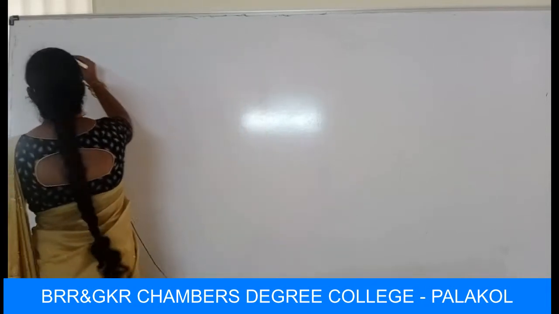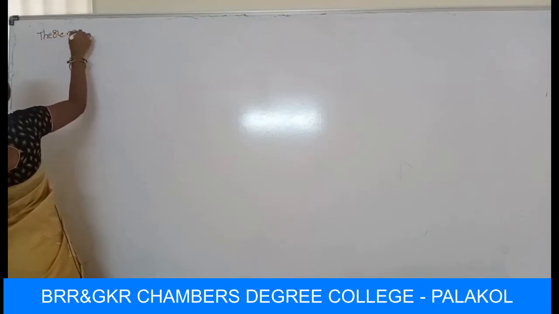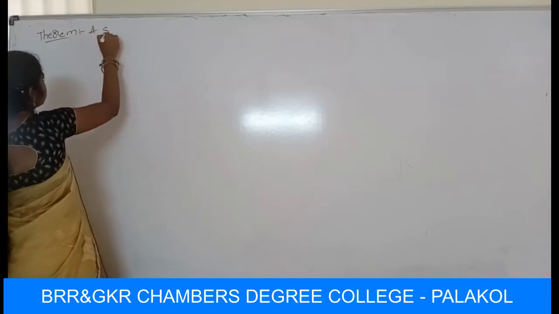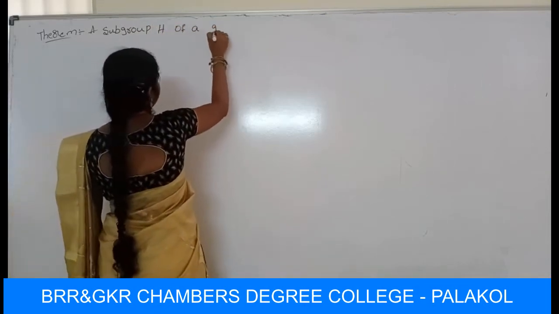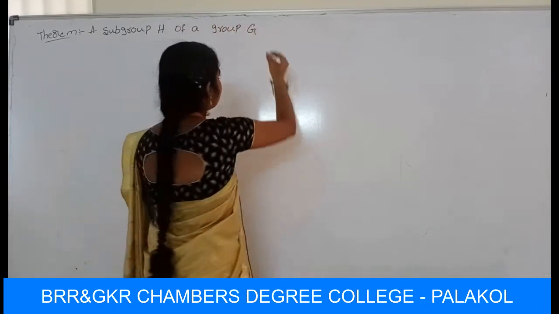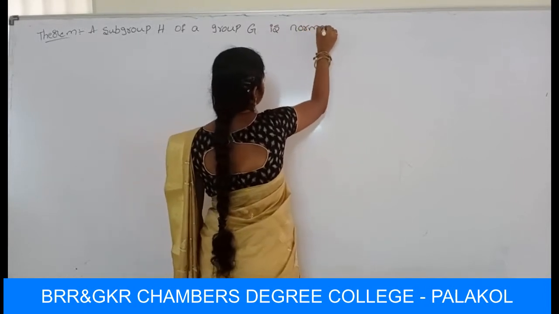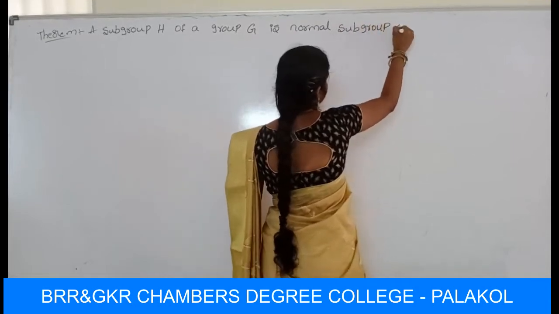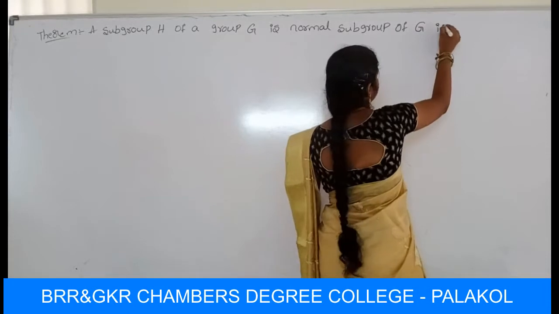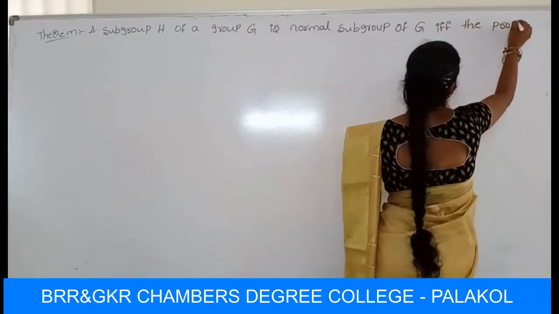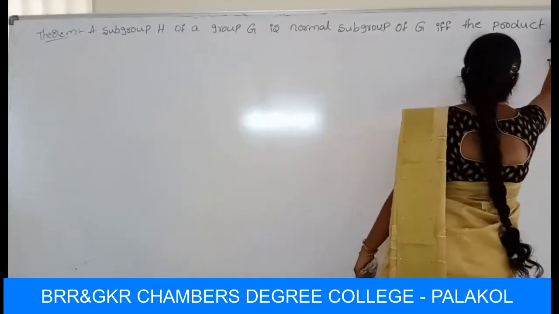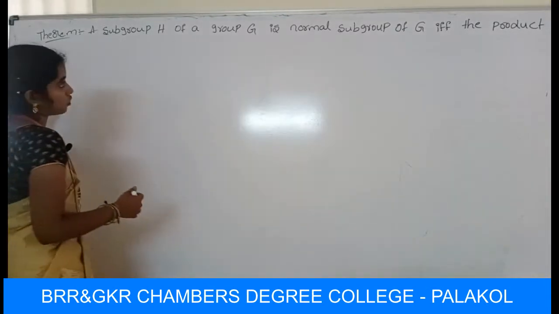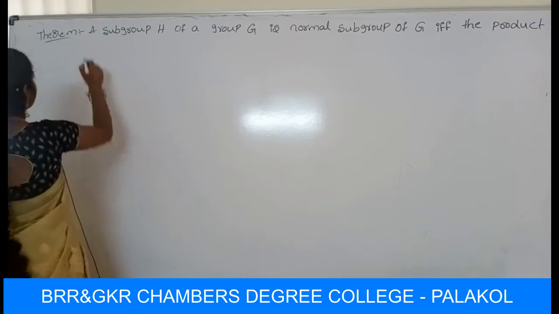In this session, I will explain the theorem on normal subgroups. So first one, the theorem statement: a subgroup H of a group Z is a normal subgroup of Z if and only if the product of two left or right cosets of H in Z is again a left or right coset of H in Z.